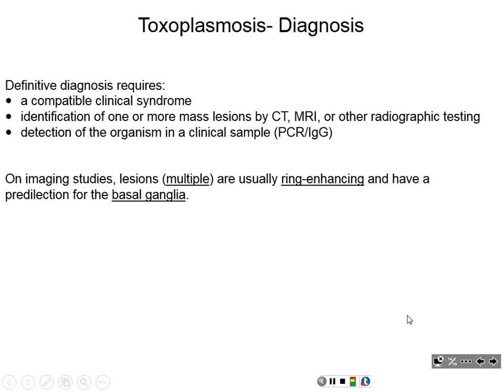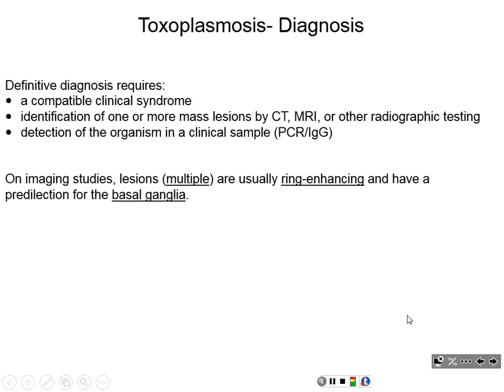Definitive diagnosis here is going to be based on the neuroimaging. A compatible clinical syndrome, identification of one or more mass lesions in that neuroimaging, and detection of the organism by PCR. Also IgG, but IgG is not going to be great here.